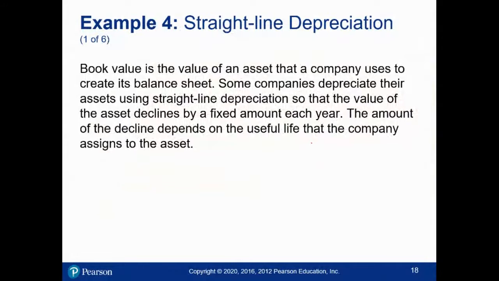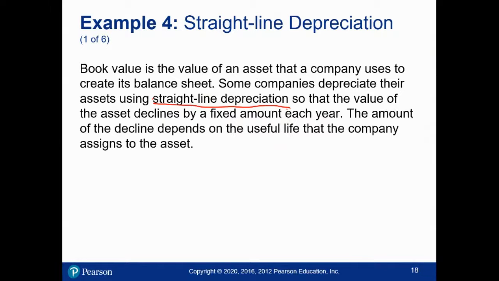Okay, so an example. So if you have a company, the book value is something that sort of represents the value of a particular asset. Okay, so sometimes things lose value over time. Like if you buy a car, even if you don't drive it at all, just because it gets older, it becomes less valuable. And you might represent this with a straight line depreciation.